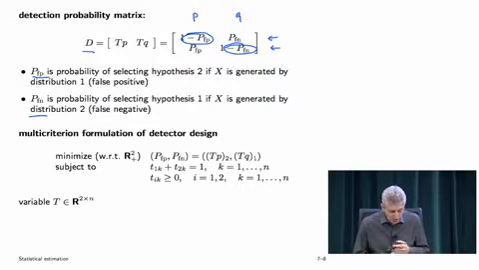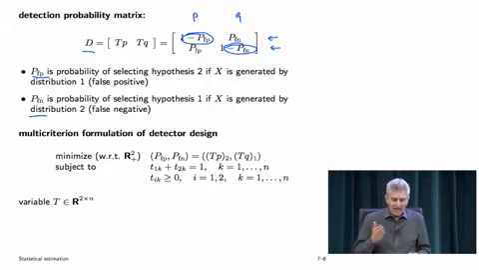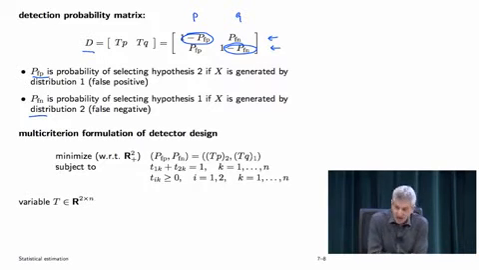All right, so we basically have a multi-criterion formulation, right? Because what you would really like, oh, by the way, how would you make a false positive rate 0? That you can do. You never want to select hypothesis 2 if it was generated by what?